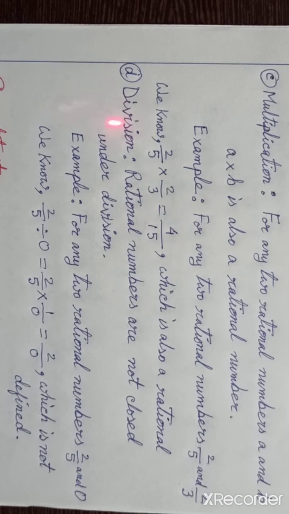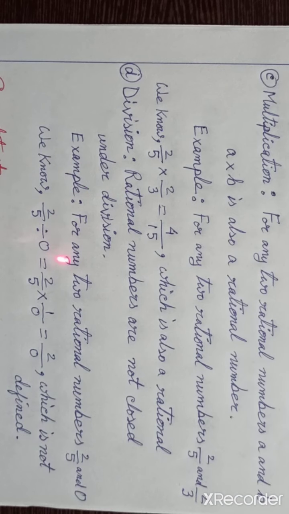Now, division. Rational numbers are not closed under division. This means that if we take any two rational numbers and divide them, the resulting number is not a rational number.